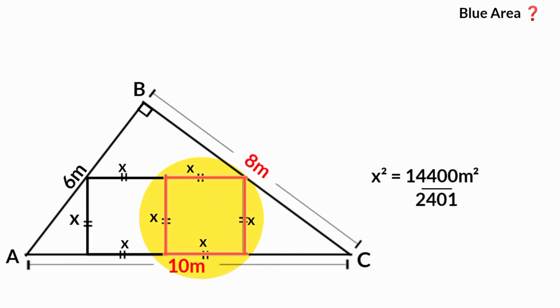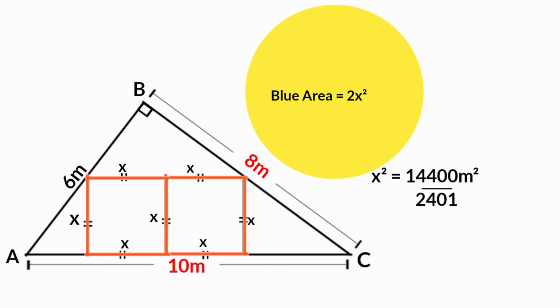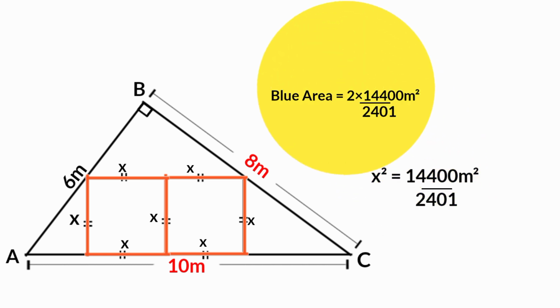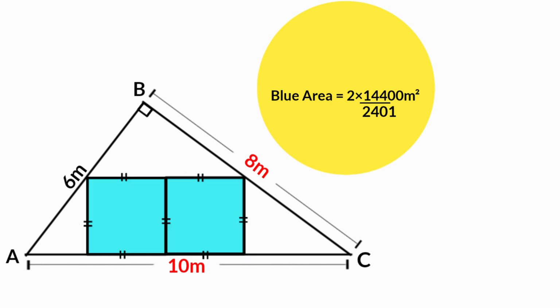Now we know this and this are congruent. So therefore blue area equal to 2x squared. But x squared we have here is 14,400 meters squared over 2,401. So blue area equal to 2 times 14,400 meters squared all over 2,401. 2 times 14,400 meters squared is 28,800. So blue area equal to 28,800 meters squared all over 2,401. And that's the area of the blue colored portion we are asked to calculate.